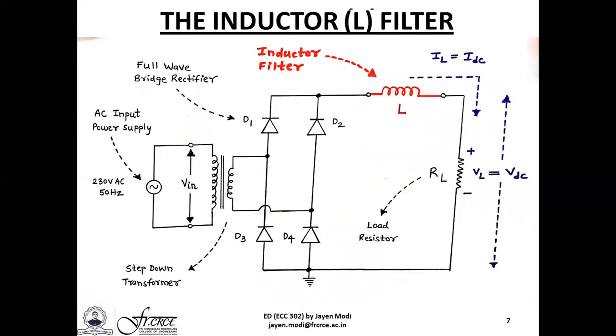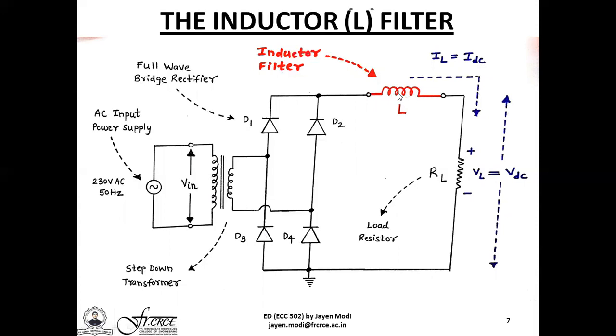So a typical inductor filter is as shown. The circuit diagram here is the same. You have an AC power input supply of 230 volts 50 hertz, which is connected to the step down transformer primary winding labeled as Vin, and you have the secondary winding connected at 2 specific points for the full wave bridge type rectifier circuit. We have diodes D1, D2, D3, and D4, all of them arranged in a typical bridge configuration.